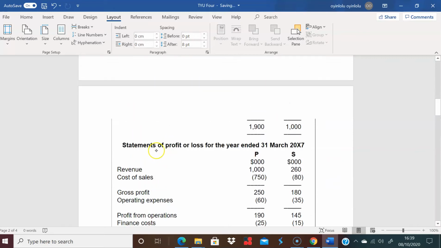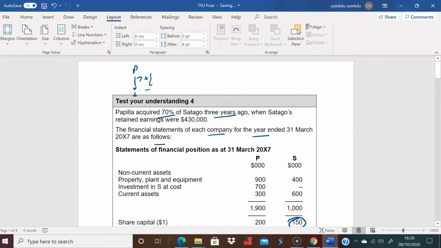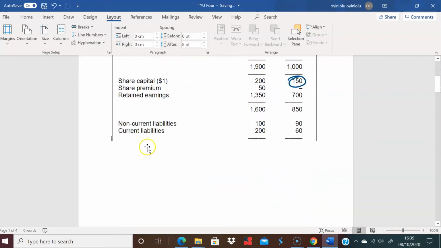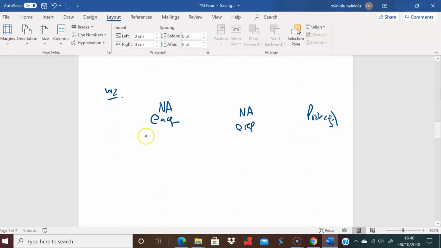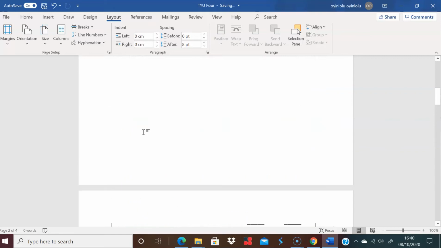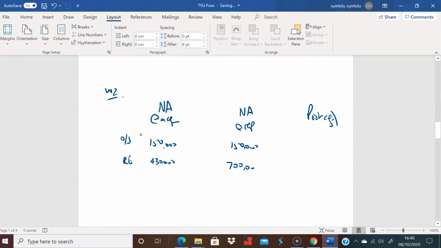So let's look at the net assets at acquisition. That would have been the share capital plus the retained earnings, which is given to you. They always give that to you. So that's 150,000 for the ordinary share capital and 430,000 for the retained earnings. And we also know that it's 700,000 by the end of 3 years. So these are the events over a 3-year period.